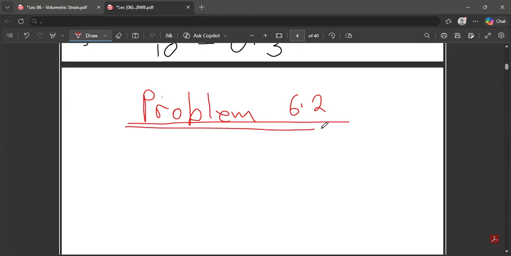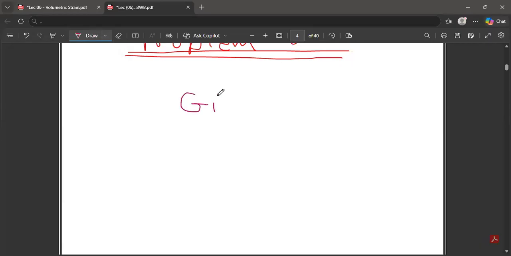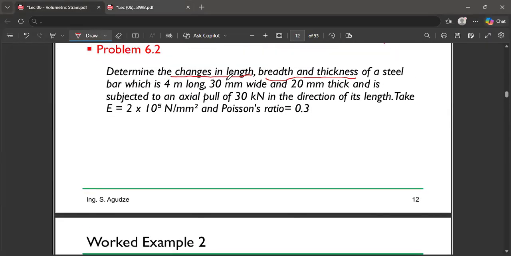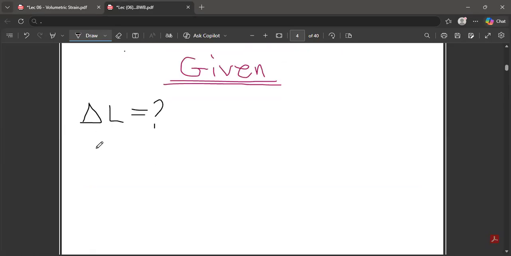Exactly. So the first thing we are supposed to do is just put down our given. This is our given. So let's quickly write down the given from the question. They say we should determine the change in length, breadth, and thickness of a steel rod. So first one, change in length. We don't know, so we put question mark. We are also supposed to look for the breadth. We don't know, so we just put question mark. Also, we are supposed to look for the thickness. We don't know, so we just put question mark over here.